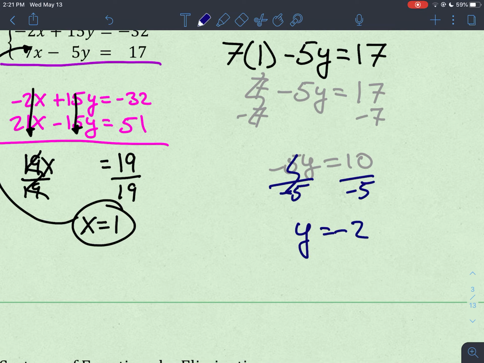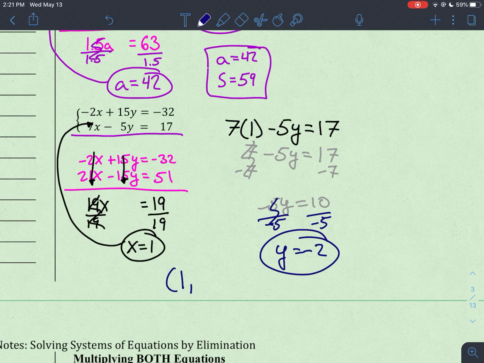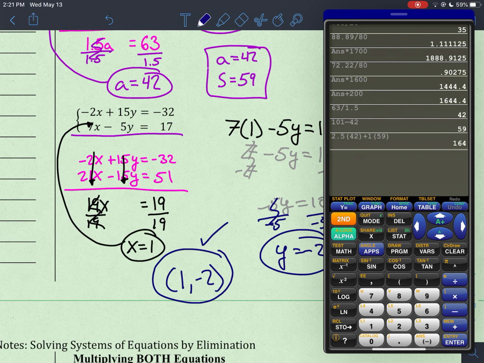So now I know that my coordinate point is going to be 1, negative 2. And if you took that and plugged it into the original equations, you would see that it works out. If you plug in negative 2 times 1 plus 15 times negative 2, this should come out as negative 32. And then 7 times 1 minus 5 times negative 2 should come out to be 17 as well, and it checks out in both situations.